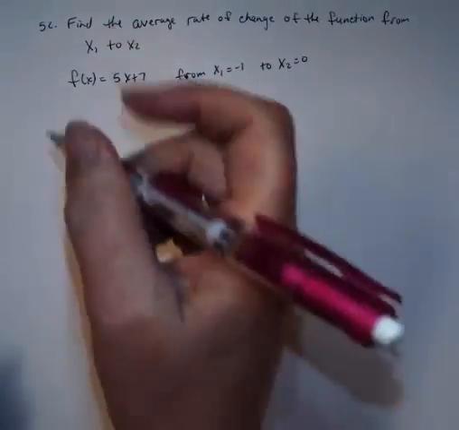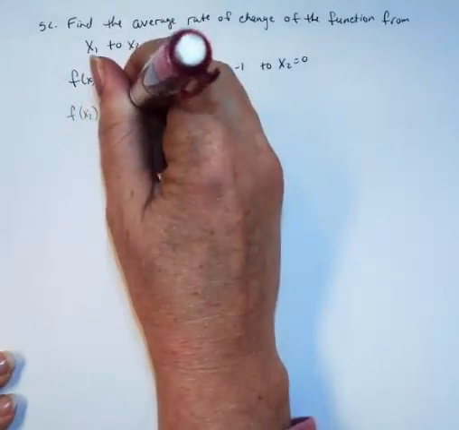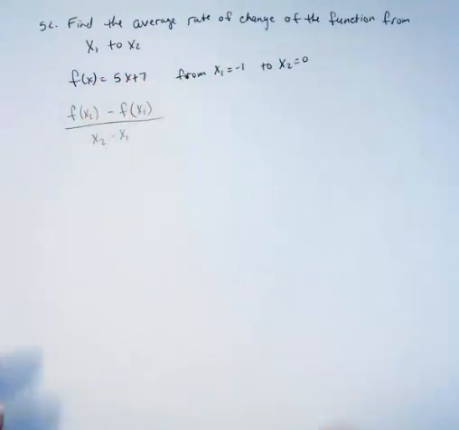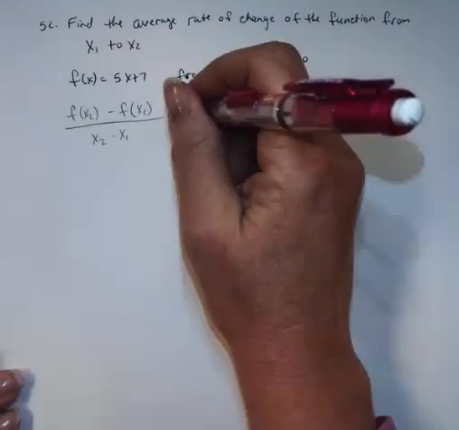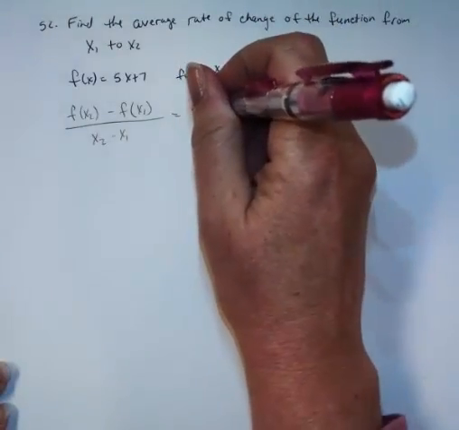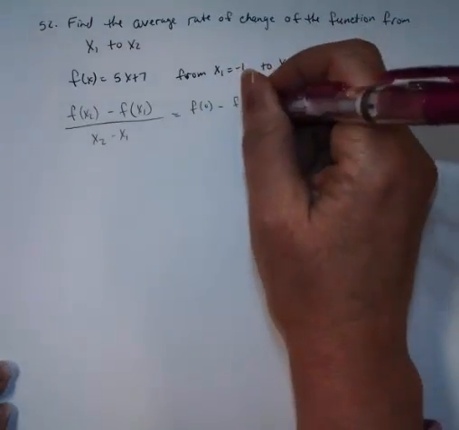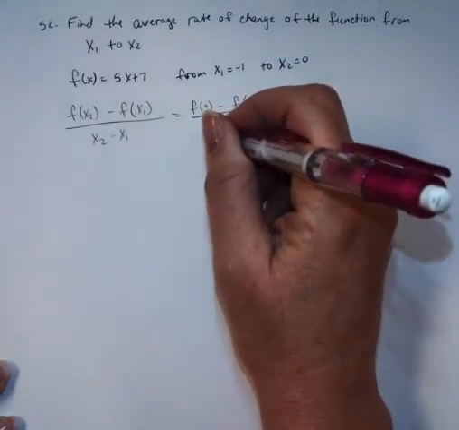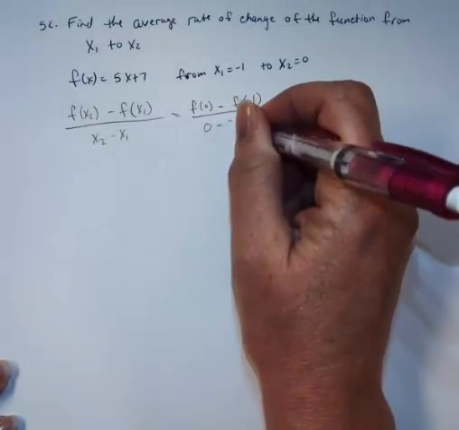It is f of x2 minus f of x1 over x sub 2 minus x sub 1. So it's very similar to slope. So what we're going to do is find f at 2, which is 0, so we're going to plug in the 0 right here, minus f at x sub 1, which is negative 1, over x sub 2, which is 0, minus our x sub 1, which is negative 1.